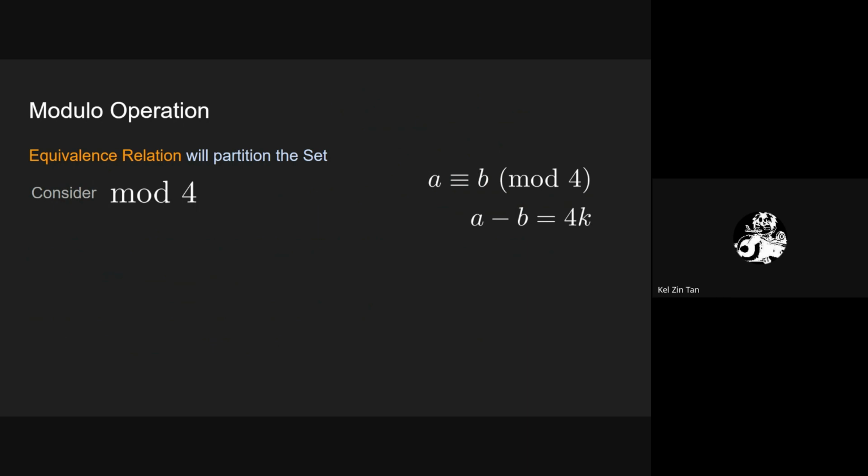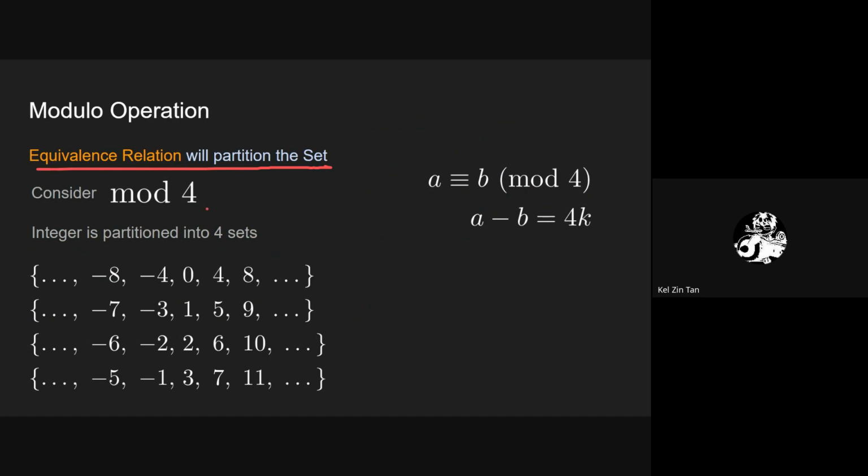Okay, so this is a theorem. I will not prove this, but basically an equivalence relation will partition a set. So we consider the modulo 4 case. We see that 0 is congruent to 4, 4 is also congruent to 8, and 0 is also congruent to -4, and so on. And then if you look at another scenario, which is the one with 1, 1 is congruent to 5.